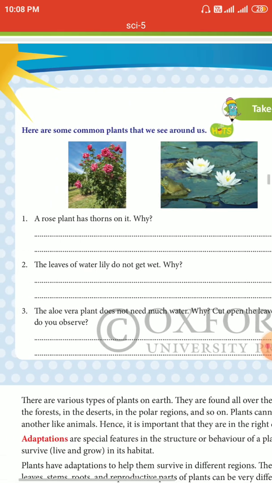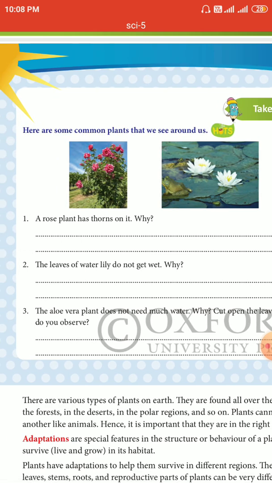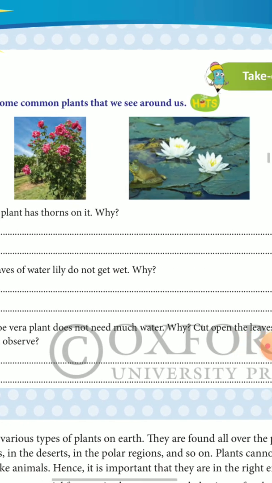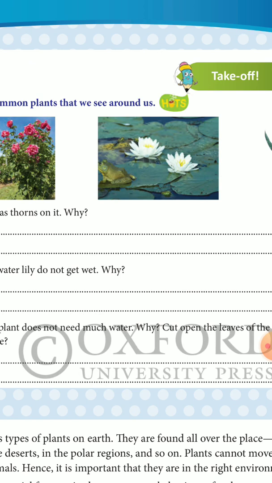A rose plant has thorns on it. Why? Yes, as we have discussed in standard 4, the rose plant has thorns to protect itself from animals. Clear? Now there's one more picture, that's a water lily.